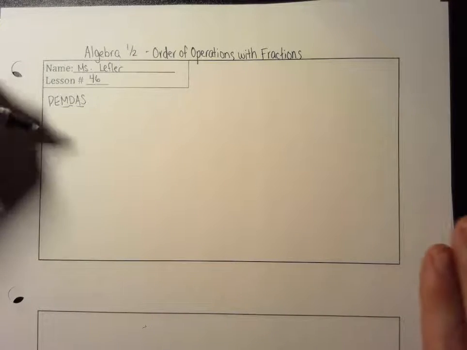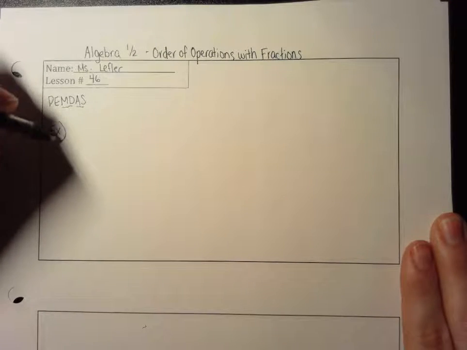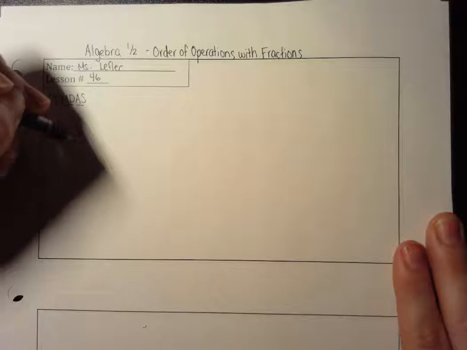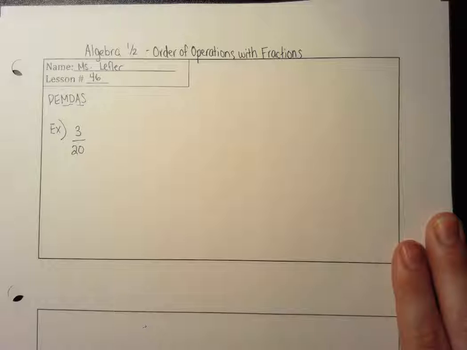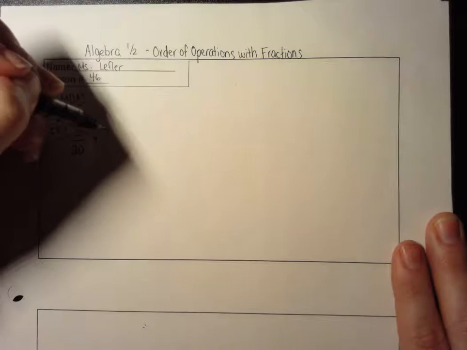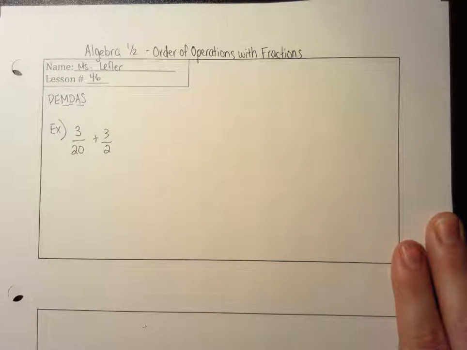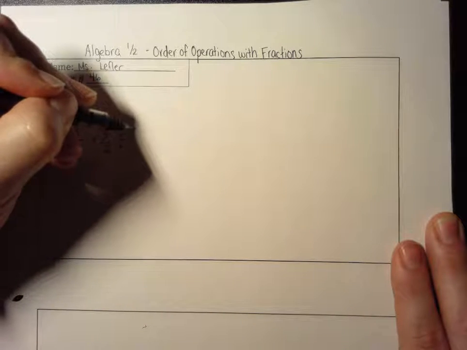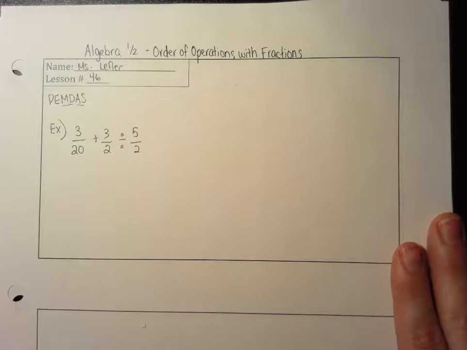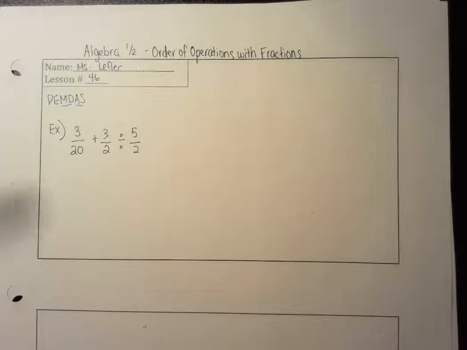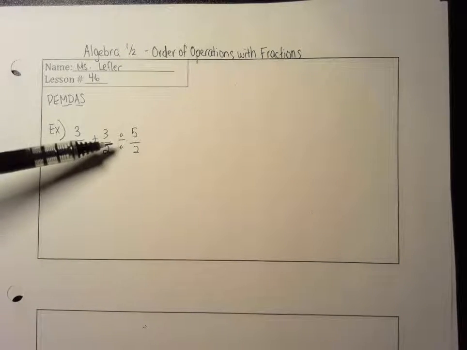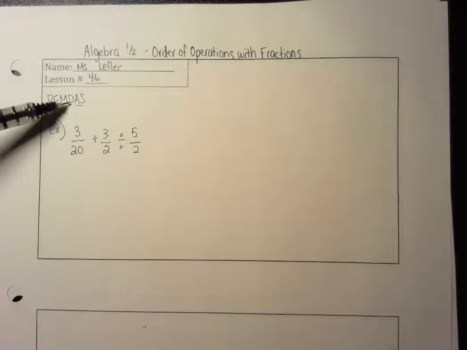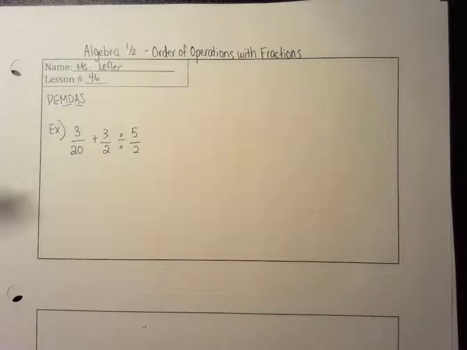So let's do an example. We're going to simplify this expression. We have 3 over 20 plus 3 over 2 divided by 5 over 2. So if I have addition and then division, I'm going to do the division first because division comes before addition in the order of operations.